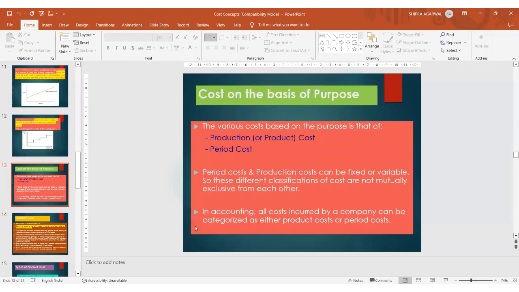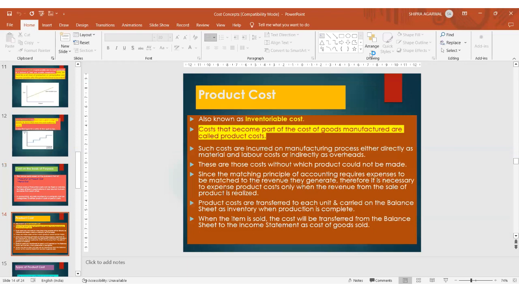Now, this was your classification based on the behavior. Next is the cost classification based on the purpose. Based on the purpose, we have production cost, which is also known as product cost, and period cost. See, whenever we are talking about this production and period cost, both of them will be either fixed or variable. That means they will fall into the previous category. So all the classifications that have been given over here, they are not mutually exclusive. They are mutually inclusive. One category will fall into the other one, right? So as a result, we cannot say that, okay, if I have taken one classification, it is not being covered in the second one.